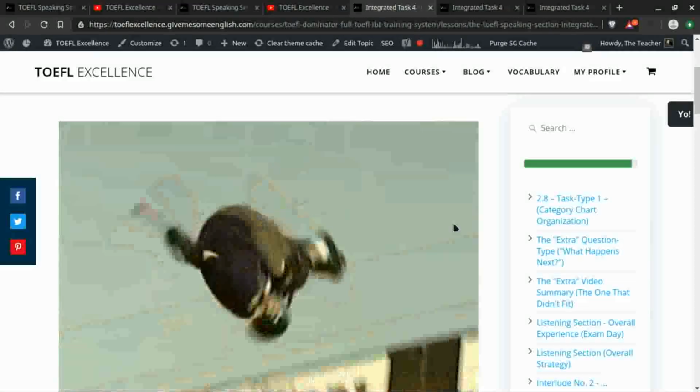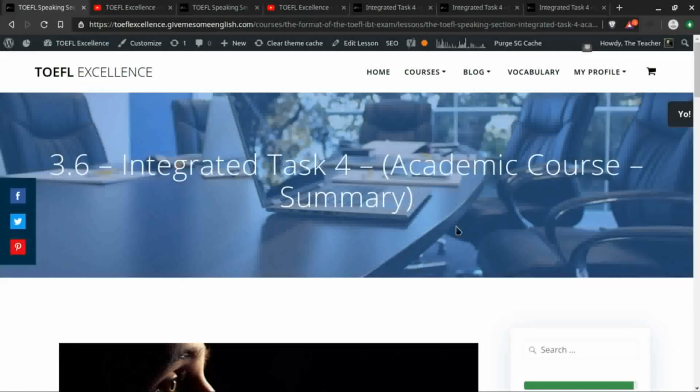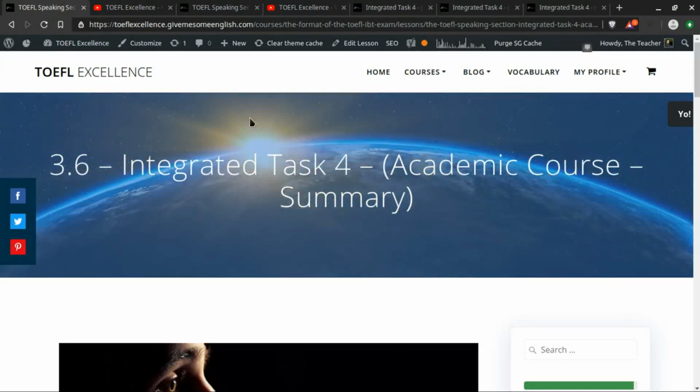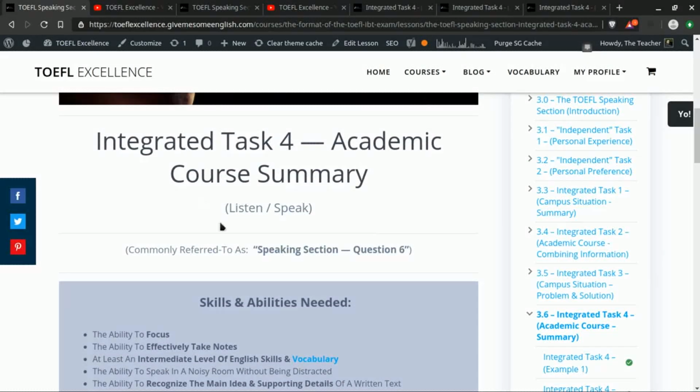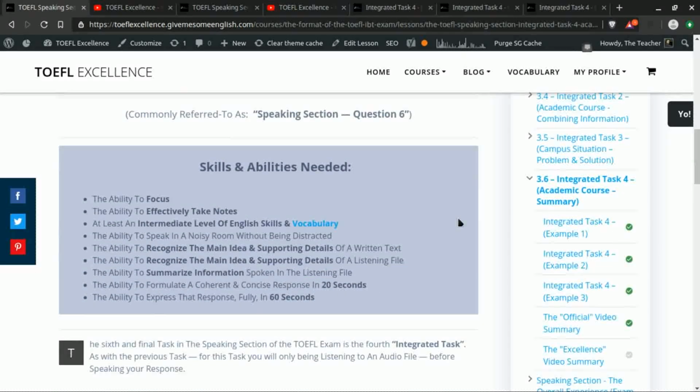All right, welcome back. Today we are going to be talking about the last of the tasks in the speaking section. This is the fourth integrated task, and it is the last one in the speaking section. Once again, this is one where you only listen to a file and then you speak about it. So you don't have anything to read here.